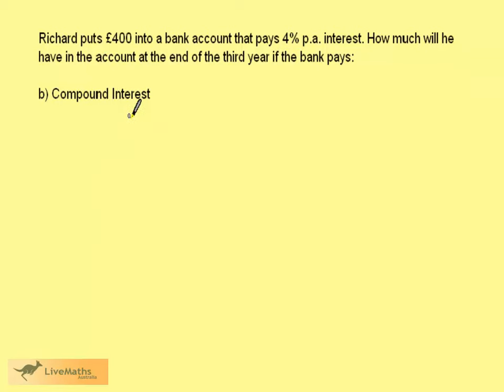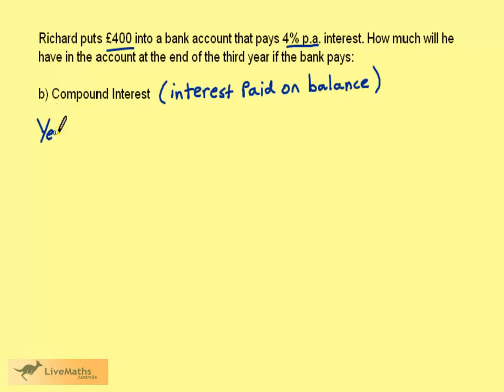We're now going to look at compound interest. The same investment and the same interest rate, but with compound interest, which is the way most bank accounts really work, interest is paid on the balance. The balance, of course, includes previously paid interest. We're going to look at this step by step, but this isn't the best way of doing this. We'll look at the best way of doing it after we've done the step-by-step calculation.